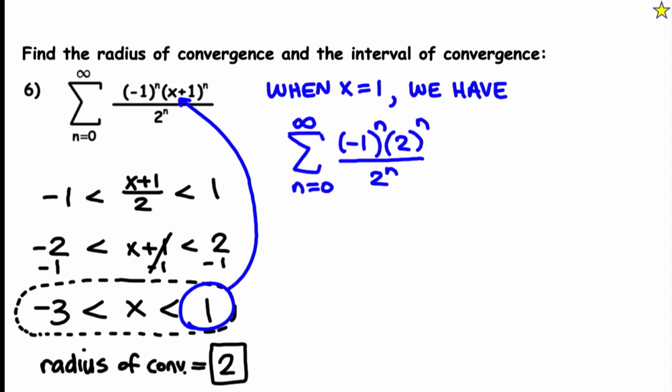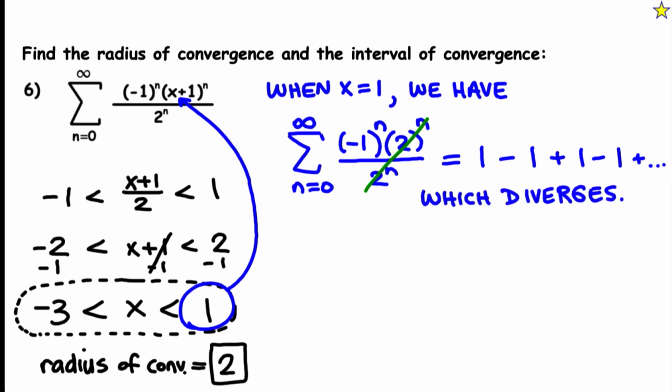Okay, when you put in x equals 1, you end up getting a 2 to the n, both in the numerator and denominator. Those are going to just cancel right out. And so it's going to be -1 to the n, which is just going to oscillate back and forth between 1 and -1, changing signs forever. That diverges. Anything that oscillates diverges. So this is officially just a less than symbol, no equal to on it.